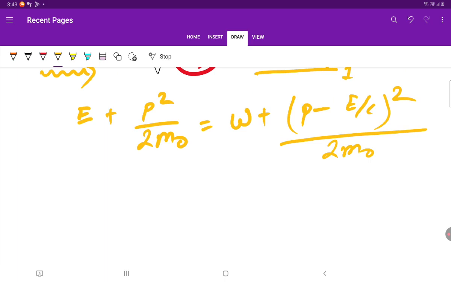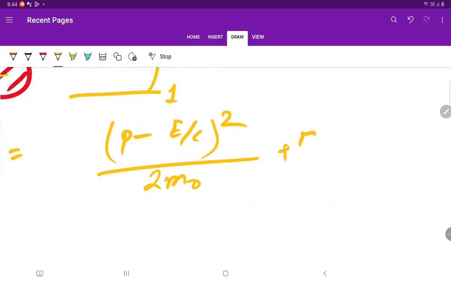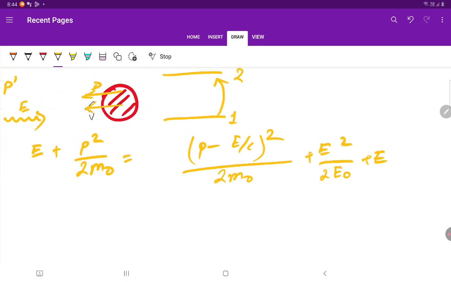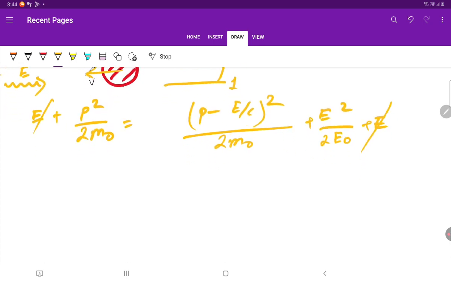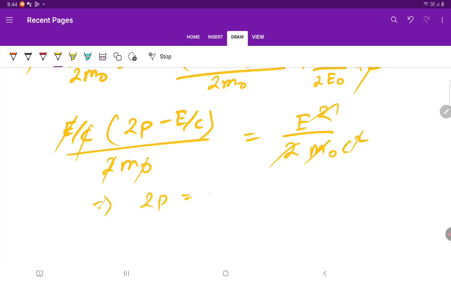If we consider the further equation evaluation, W is written as e square by 2 e naught plus (e naught square by e square by 2 e naught) plus e, and cancelling the terms, and using (a minus b) into (a plus b) is equal to a square minus b square, we'll get e by c into (2p minus e by c) upon 2m naught is equal to e square by 2 e naught. Now m naught e naught is written as m naught c square. Cancelling all the irrelevant terms, e, c, all those, you will get 2p is equal to 2e by c.